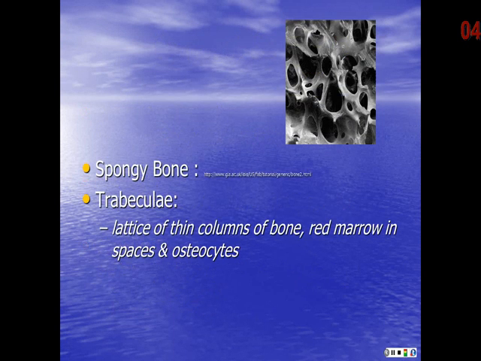This slide shows an image of spongy and trabecular bone. It is arranged in a trabecular pattern with a lattice of thin columns of bone containing red marrow and osteocytes. This bone has the appearance of a sponge or Swiss cheese.